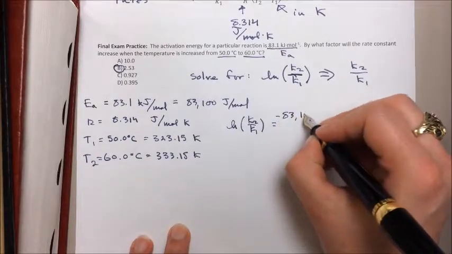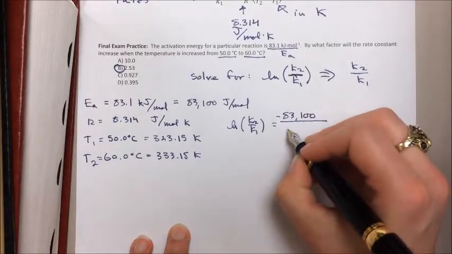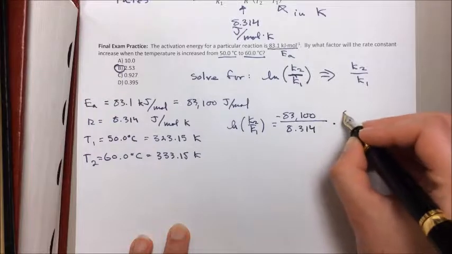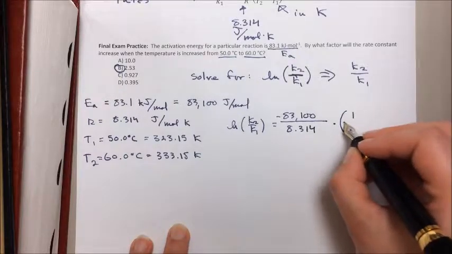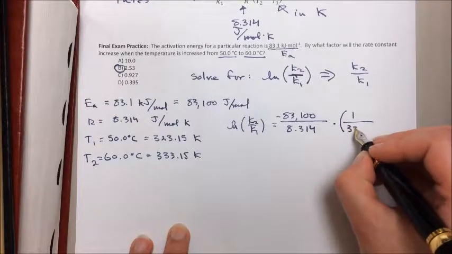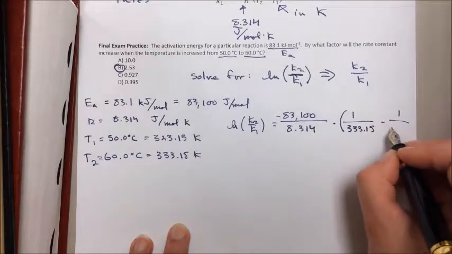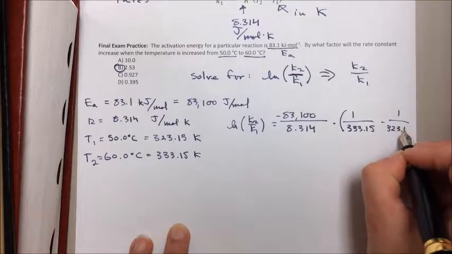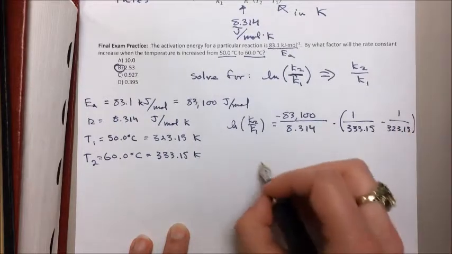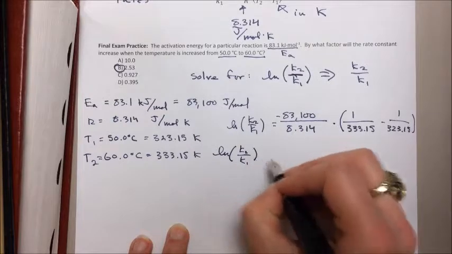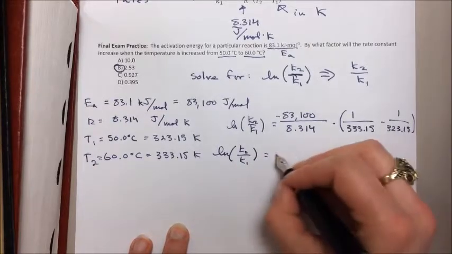So ln of K2 over K1 equals negative 83,100 over 8.314 times 1 over 333.15 minus 1 over 323.15. Now we start crunching our numbers. I'm going to go kind of stepwise so you guys can see how it goes.